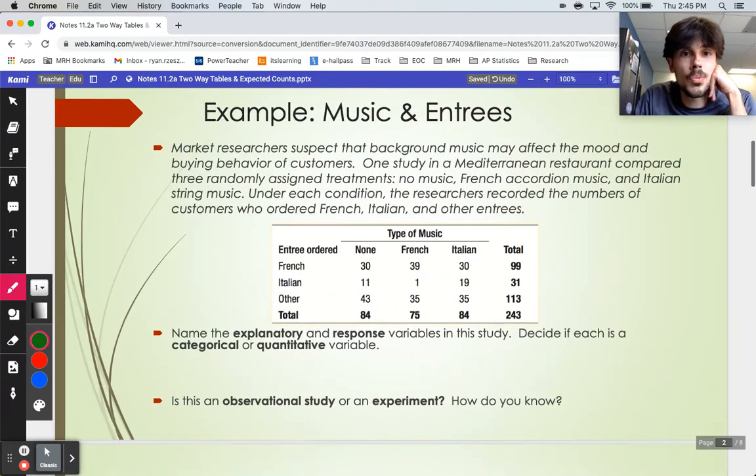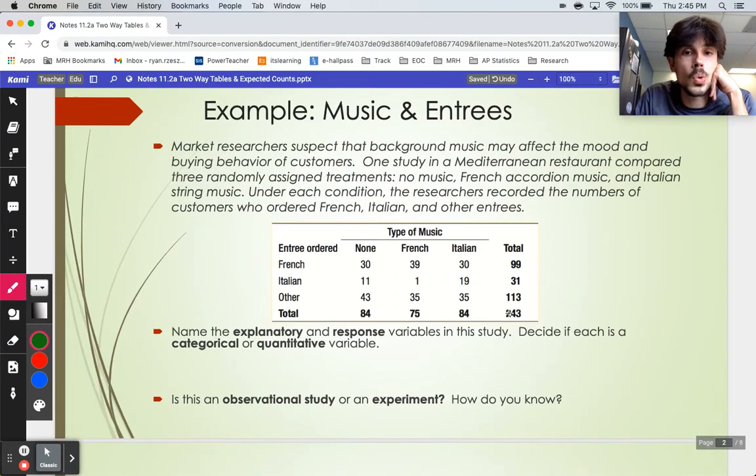Our big problem for today is looking at a situation at a restaurant where they're trying to play different kinds of music in the background, and they want to see if that has any sort of influence on what people actually order to eat. They've got either no music playing at all, French music, or Italian music, and they keep track of whether the people order the French entree, the Italian entree, or some other choice instead.